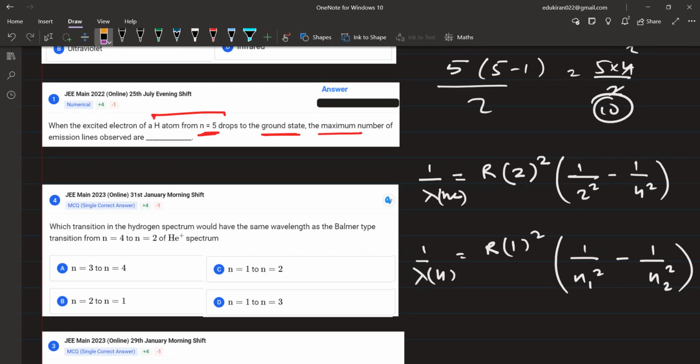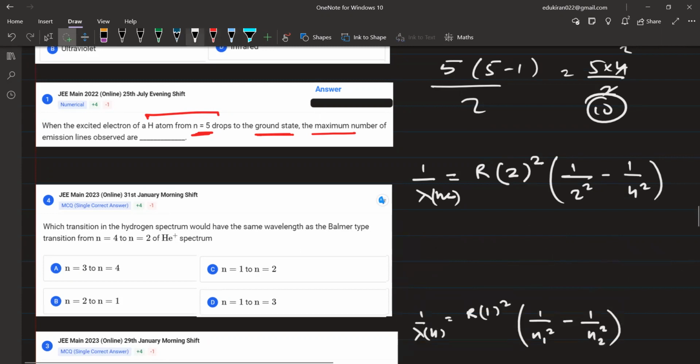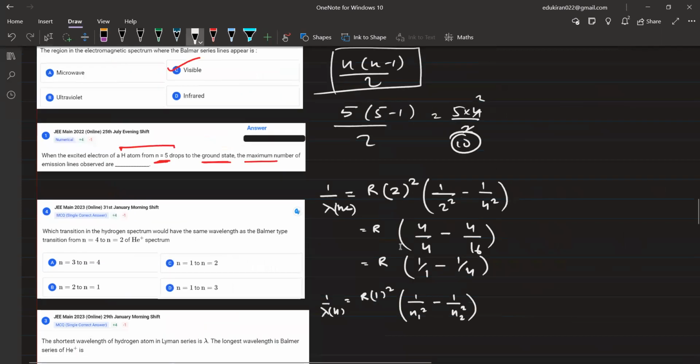ठीक है, देखिए, इसे क्या लिख सकते हैं, R इंटू 4 इसमें मल्टीप्लाई होगा तो 4 upon 4 minus 4 upon 16. सही है, yes or no, please tell me guys. Yes, sir. तो इसको क्या लिख सकते हैं, R 1 upon 1 minus 1 upon 4 लिख सकते हैं, yes or no, please tell me guys.